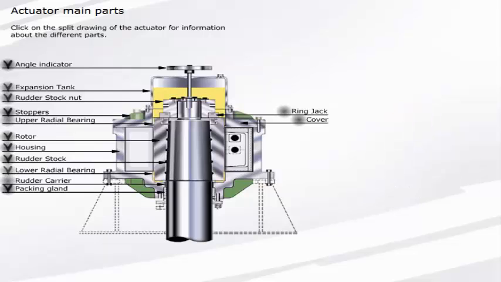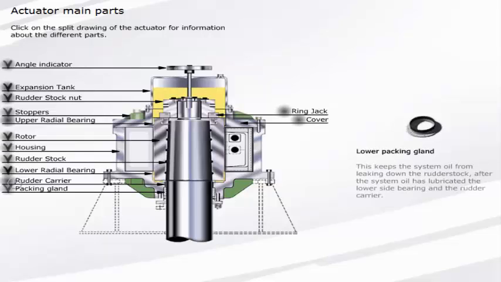Lower packing gland. This keeps the system oil from leaking down the rudder stock after the system oil has lubricated the lower side bearing and the rudder carrier.